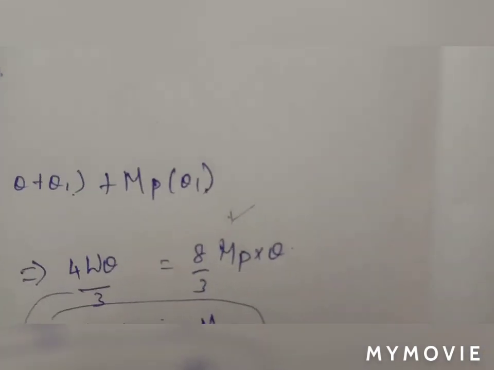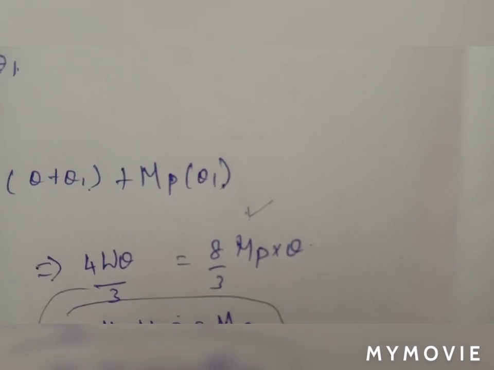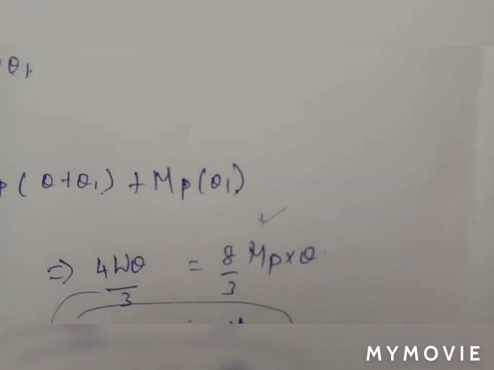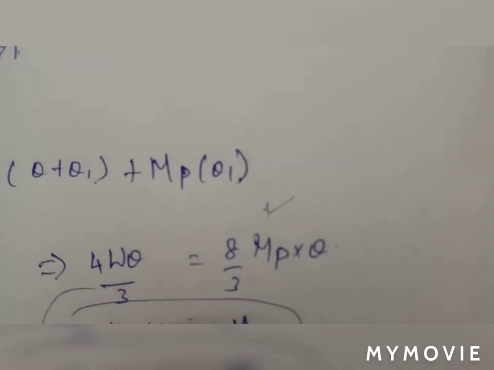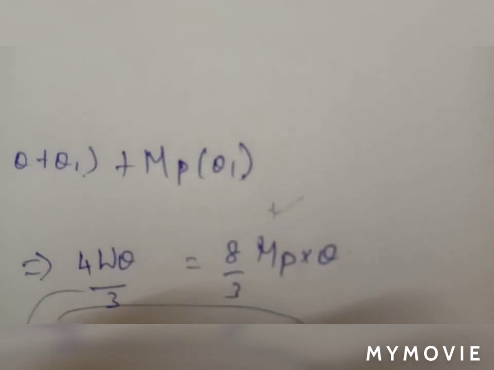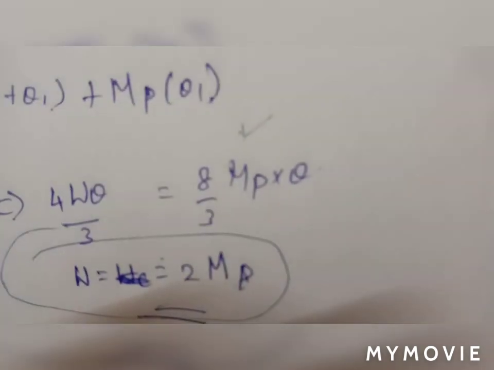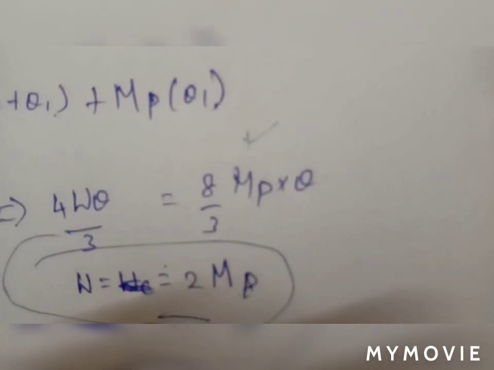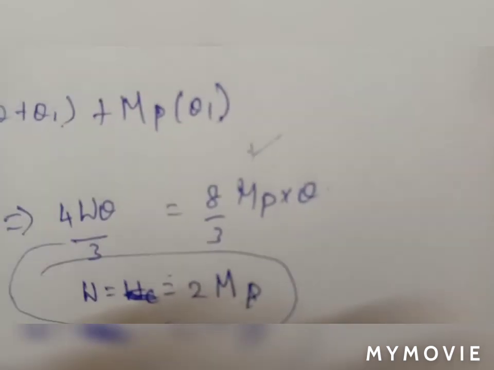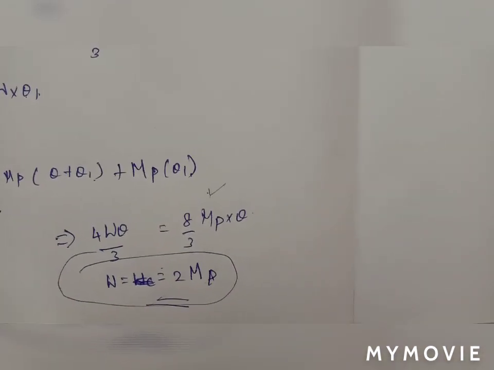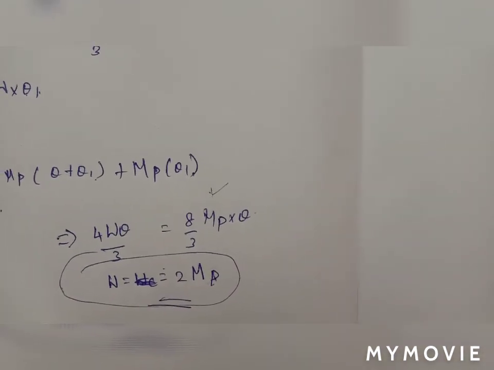So I have equated. In the previous problem we required mp, so we took mp on one side and the other terms on the other side. So here we required the collapse load. So here we should take the w or the collapse load to the left side and bring all the other terms to the right side. If we calculate the values, we can say that w is equal to 2 mp. Okay, the final value is w is equal to 2 mp.